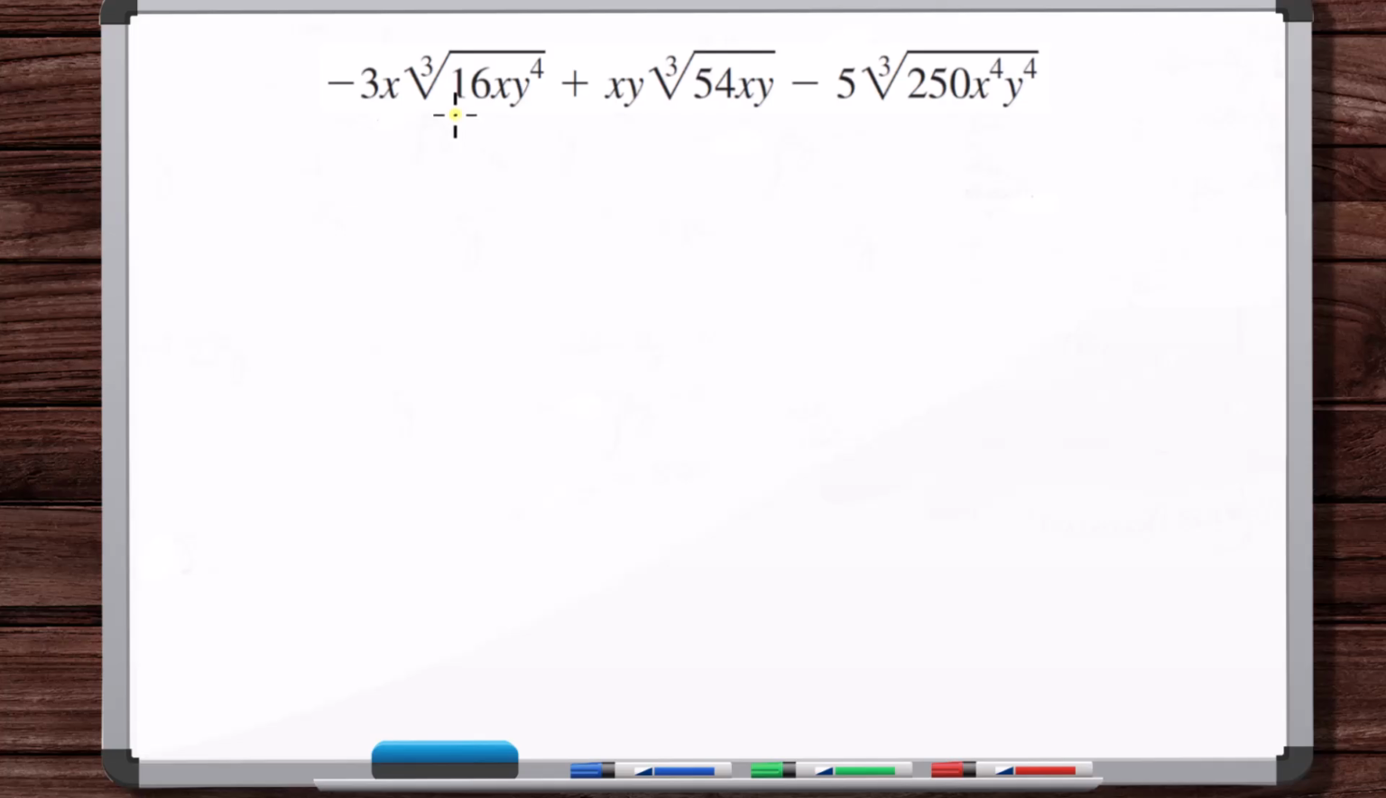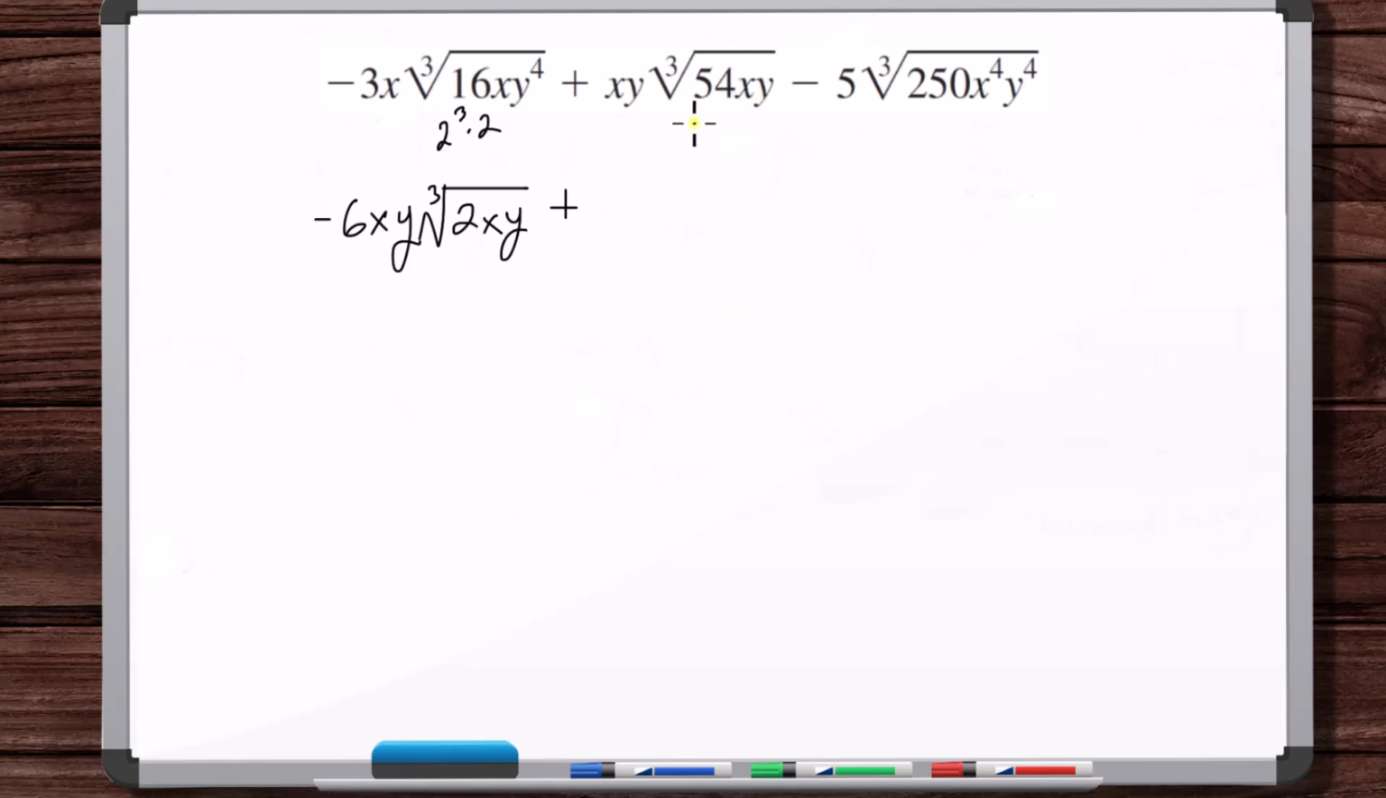So 16 is 8 times 2. Yeah, 2 to the 4th is 16. So we've got 2 cubed times 2. So we can take out a 2. We don't have to worry about absolute values. We can take out a 2, so minus 3 times 2 is minus 6x, and we can take out a y. And we're left with what? 2xy in the radicand.